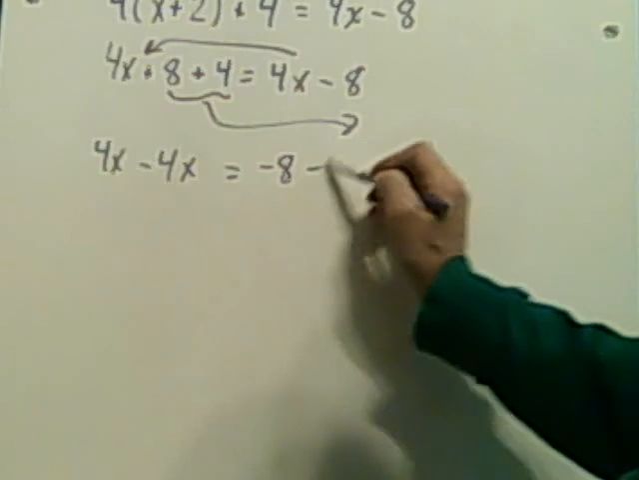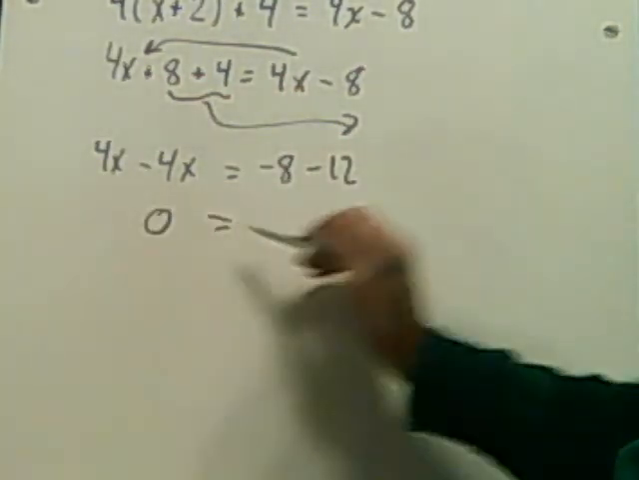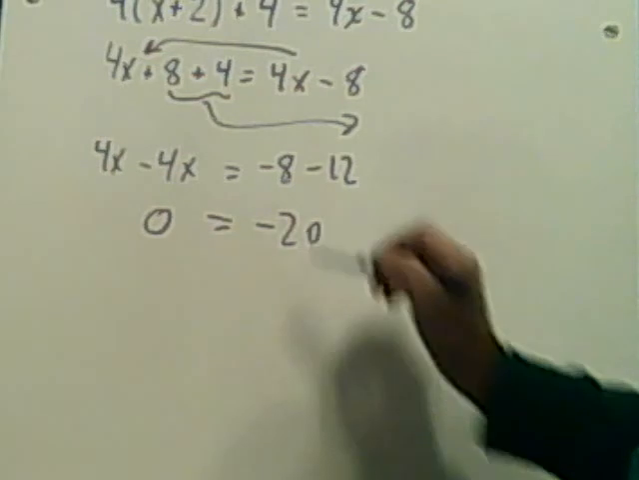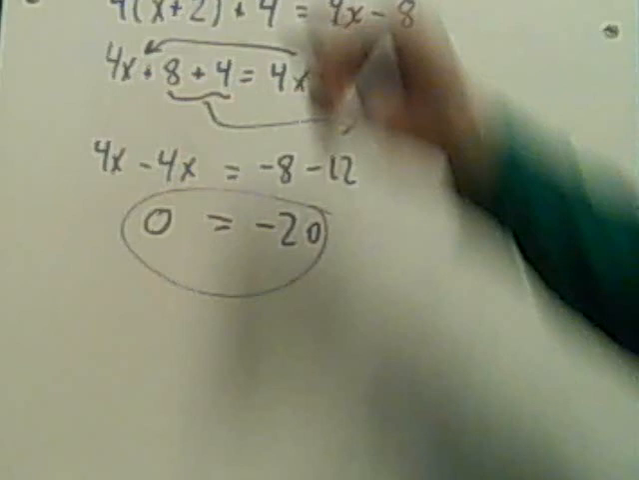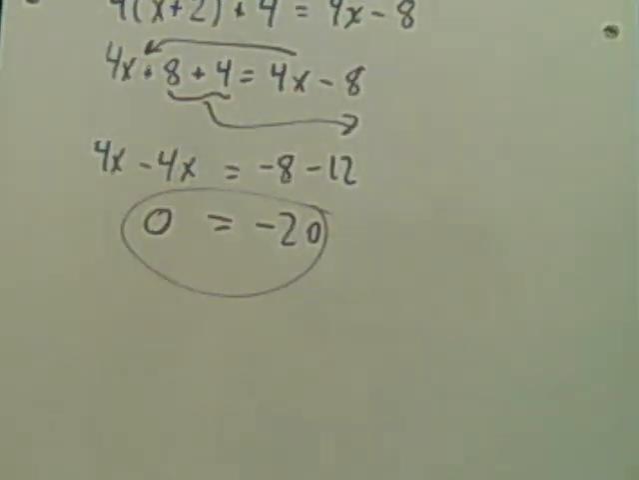Negative 8 minus 12. Well, this side is 0, and this side is actually reading negative 20. So what happens is, this equation will never be true. There is no solution of x to satisfy this equation. So when it says solve this equation, it can't be solved for any value of x. There's no value of x that solves this.